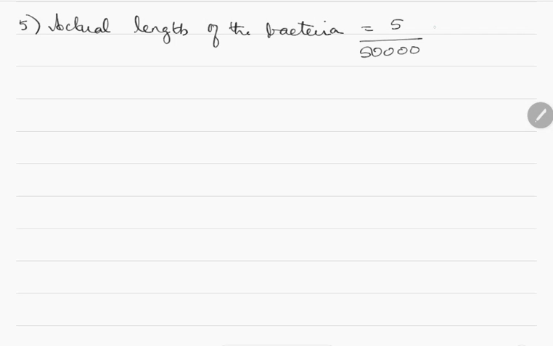Question number 5. A photograph of a bacteria enlarged 50,000 times attains a length of 5 cm as shown in the diagram. What is the actual length of the bacteria? If the photograph is enlarged 20,000 times only, what would be its enlarged length? Actual length of the bacteria is 5 by 50,000 centimeter, which is equal to 10 power minus 4 centimeter.